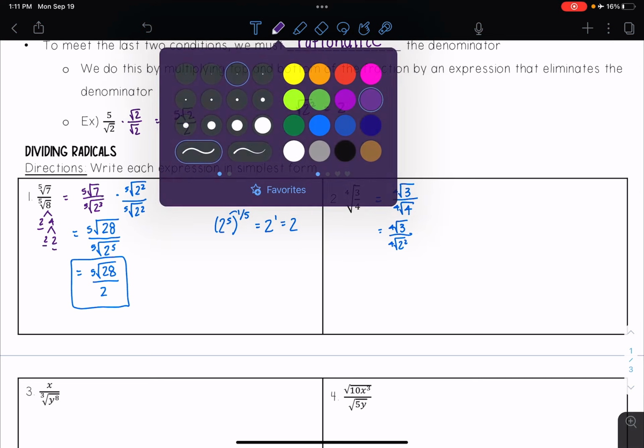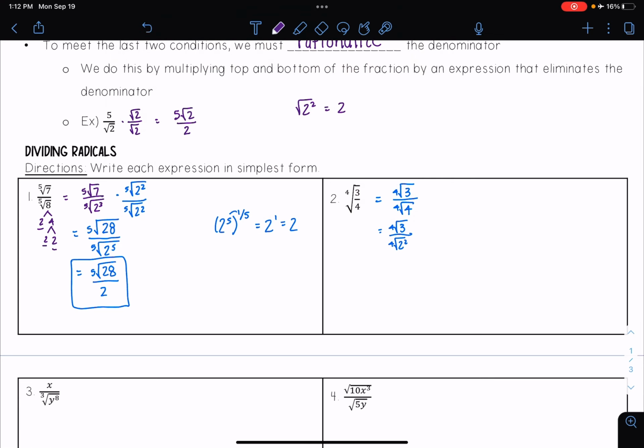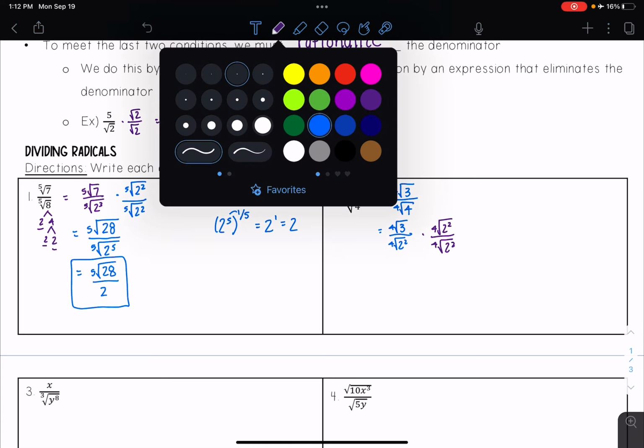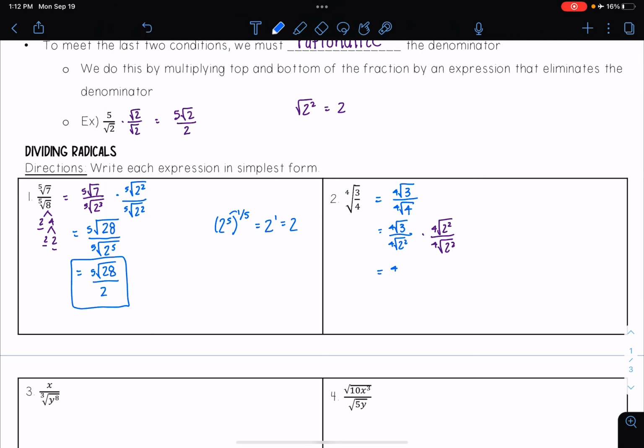So in order to get rid of that radical below, I need 2 to be raised to the 4th power. So that means I need to multiply top and bottom by the 4th root of 2 squared. So that gets me the 4th root of 3 times 2 squared over the 4th root of 2 to the 4th. And so simplifying that out, 3 times 2 squared, I get the 4th root of 12 over 2.